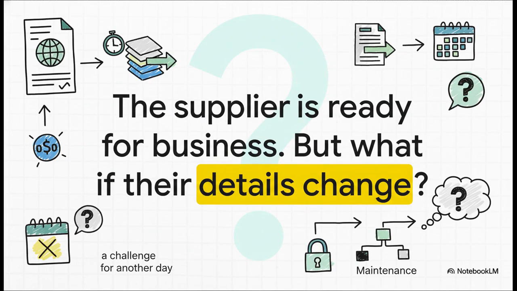So there you have it. You now have the blueprint to create a new supplier record from the ground up. But I'll leave you with this question to chew on. This supplier is ready for business today, but what happens next week when they call and say their bank details have changed? How do you update that passport? That's a whole other explainer, but it's definitely something to think about as you start building these yourself.